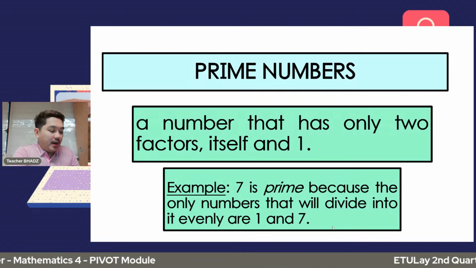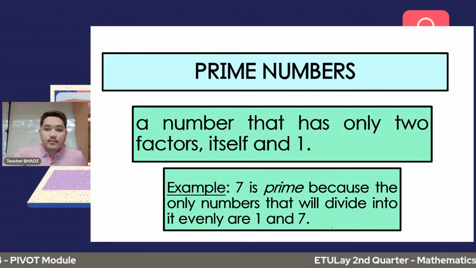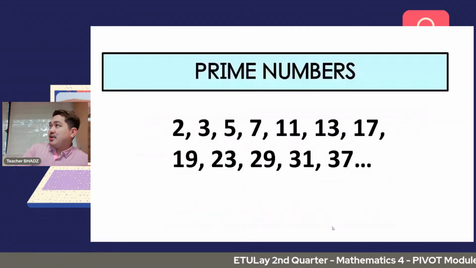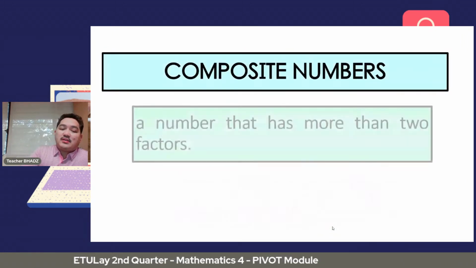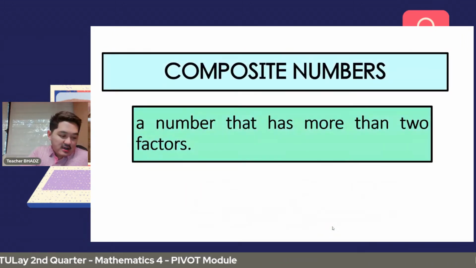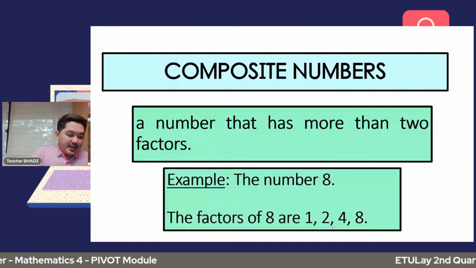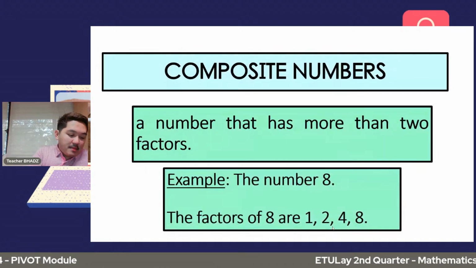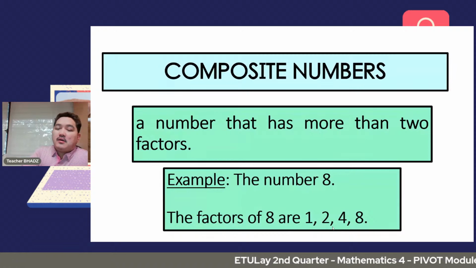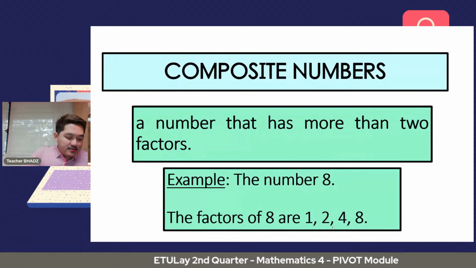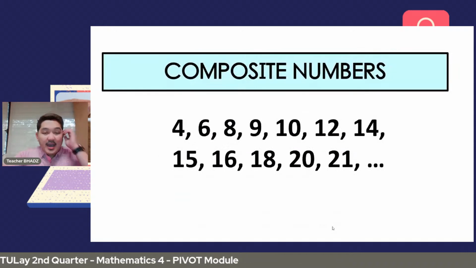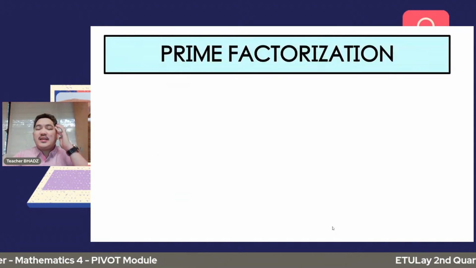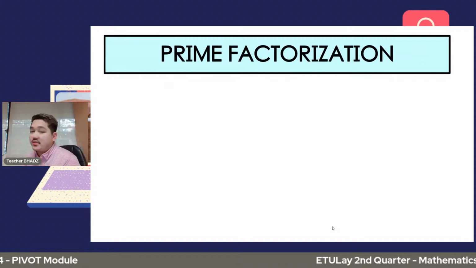Let's have another one. These are the examples of prime numbers. And we also have composite numbers, a number that has more than 2 factors. So ayan po yun. 8. Marami ang composite numbers na yan. And let's have prime factorization. This is our topic this afternoon.